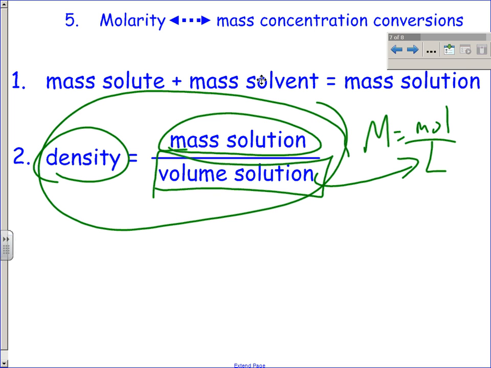And if you're given molarity, realize that if you know the density and the volume of the solution, you can solve for the mass of the solution using this equation. So going the other direction, you can do the same thing.